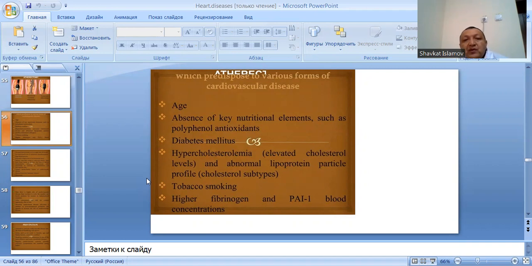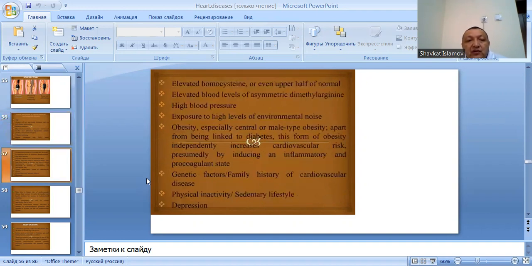Risk factors refer to various forms of cardiovascular disease, including the absence of protective elements such as polyphenol antioxidants, diabetes mellitus, hypercholesterolemia, abnormal lipoprotein, particularly tobacco smoking, hyperfibrinogenemia, elevated homocysteine even in the upper half of normal, elevated blood levels of asymmetric dimethylarginine, high blood pressure, and exposure to high levels of noise.